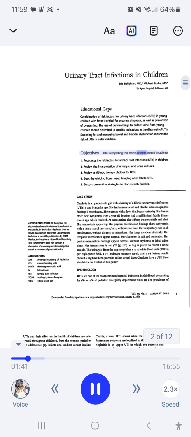Objectives. After completing this article, readers should be able to: 1. Recognize the risk factors for urinary tract infections, UTIs, in children. 2. Review the interpretation of urinalysis and urine cultures. 3. Review antibiotic therapy choices for UTIs. 4. Describe which children need imaging after febrile UTIs. 5. Discuss prevention strategies to discuss with families.